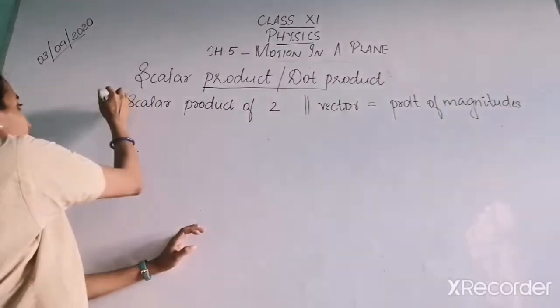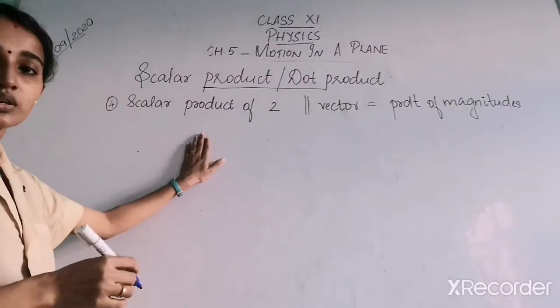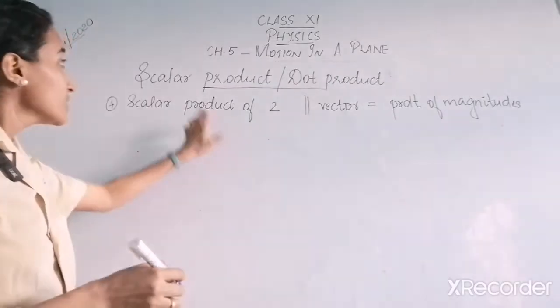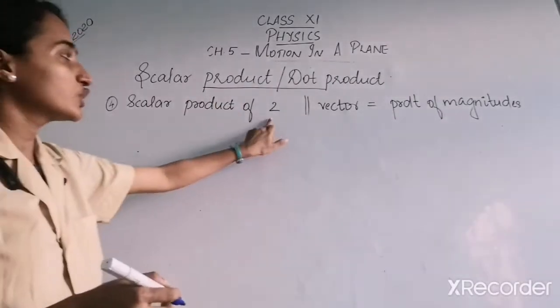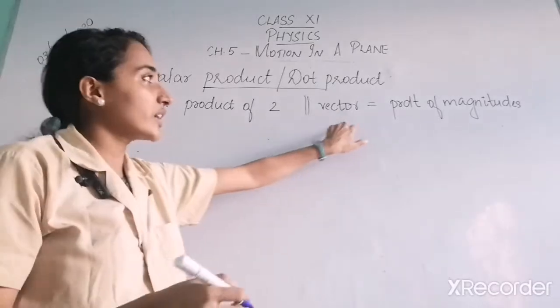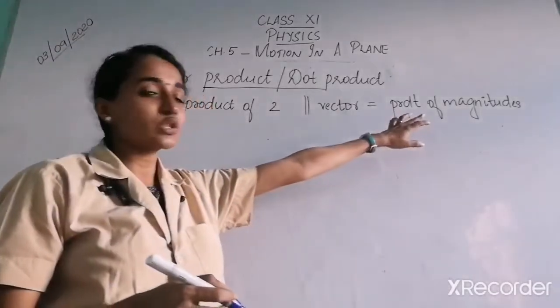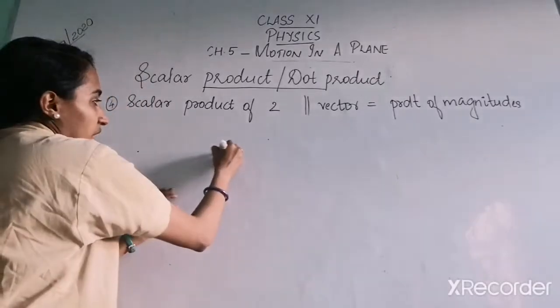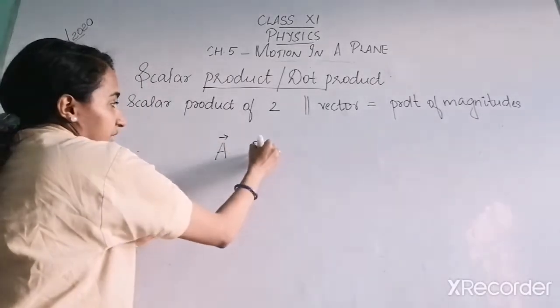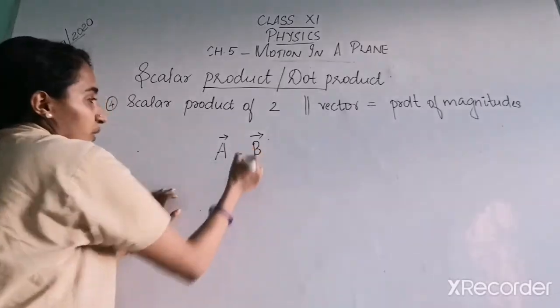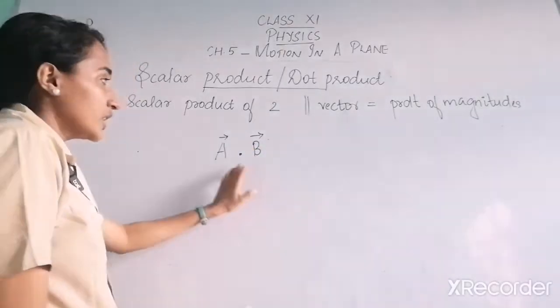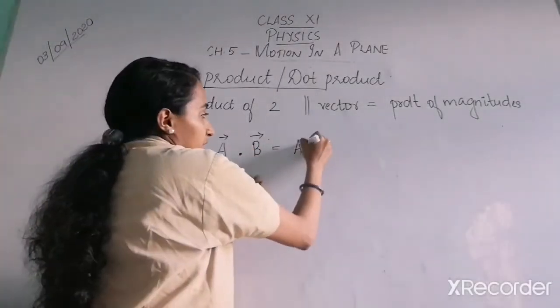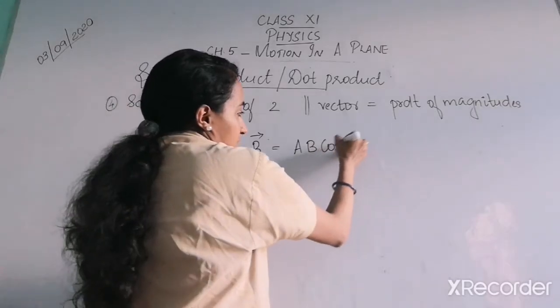Now this is going to be your fourth property of your scalar product. The scalar product of two parallel vectors will be equal to the product of their magnitudes. Let us see how. Same thing, if you are having two vectors A and B, their dot product will be A dot B, and the expansion will be A B cos theta.